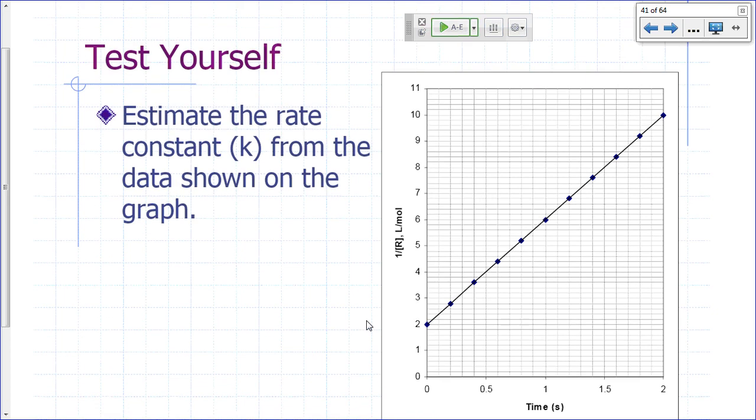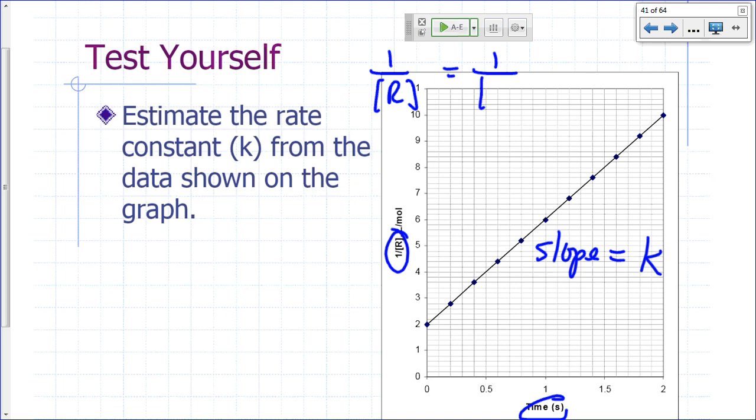Okay, what's the order of the reaction here? I'm plotting 1 over R versus time, and I'm getting a straight line. Second order. Okay, and what's my slope equal to here? Slope is equal to K. Remember, for a second order rate law, your equation is 1 over R equals 1 over R naught plus KT. So this is your X, that's your slope, that's your B, and that's your Y.